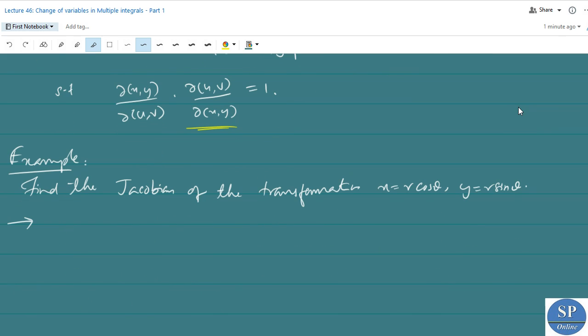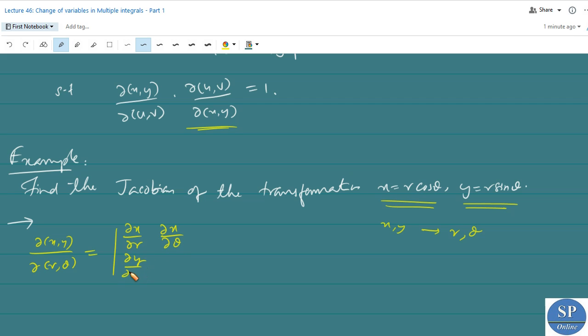Find the Jacobian of the transformation x equals r cos theta and y equals r sin theta. So here the change of variables is from (x, y) to (r, theta), right? So the Jacobian of the transformation is given by dou of (x, y) divided by dou of (r, theta), which is equal to the determinant: dou x by dou r, dou x by dou theta, dou y by dou r, dou y by dou theta.